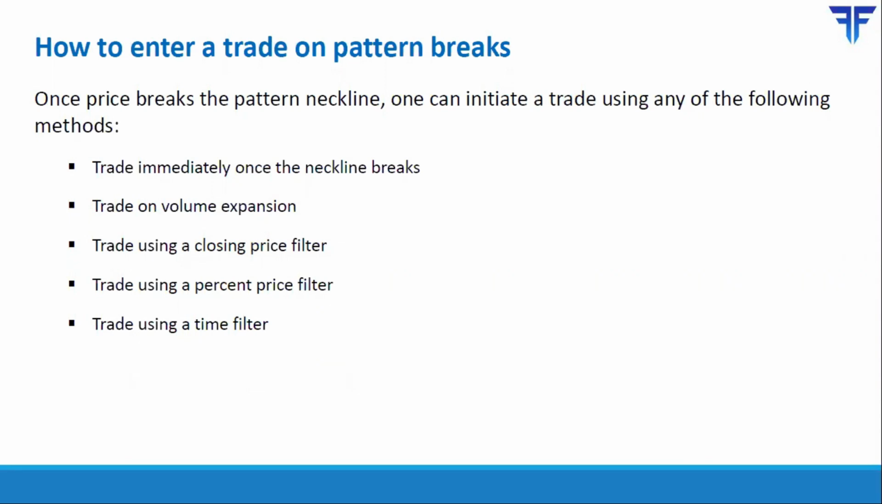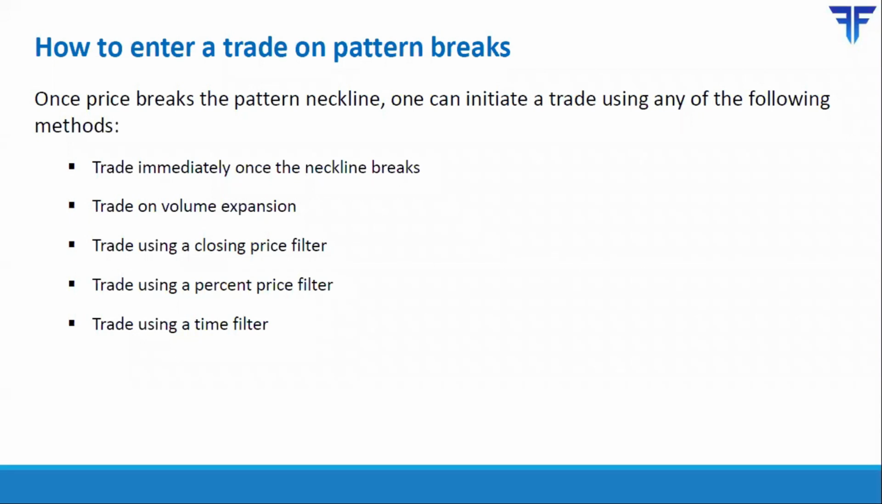The fourth method is to use a percent filter method. So what you do is when price breaks a neckline of a particular pattern, you would not buy or sell immediately, but you'll use a percent filter.